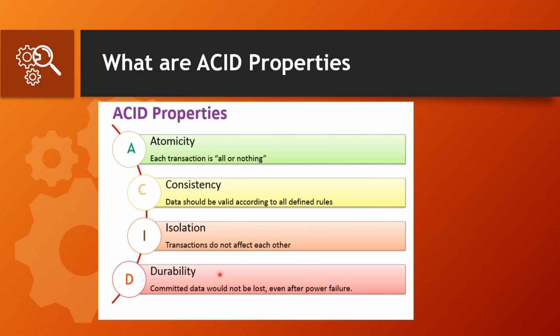Then the last one is D, durability. Durability means committed data will not be lost even after a power failure. If you have credited X amount of money to your account, then your balance would be updated from Y plus X, where Y is your previous account balance and X is the new amount. It will stay as it is unless any other action is performed on your account. So durability means it is not going to lose any information even if a power failure happens. How it is possible, we are going to study in our next topic.